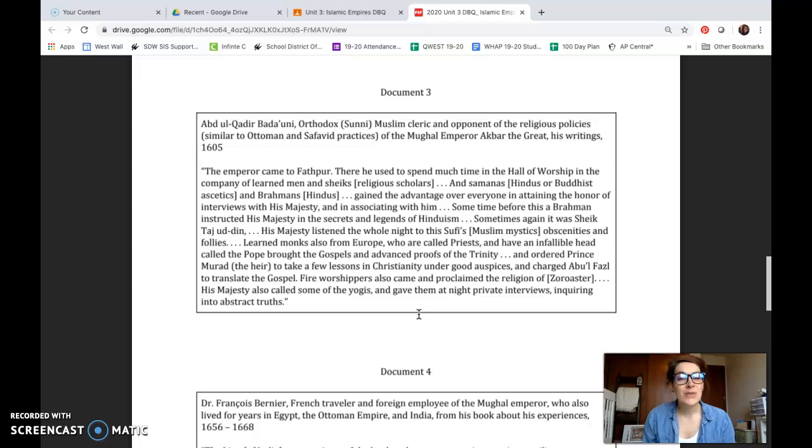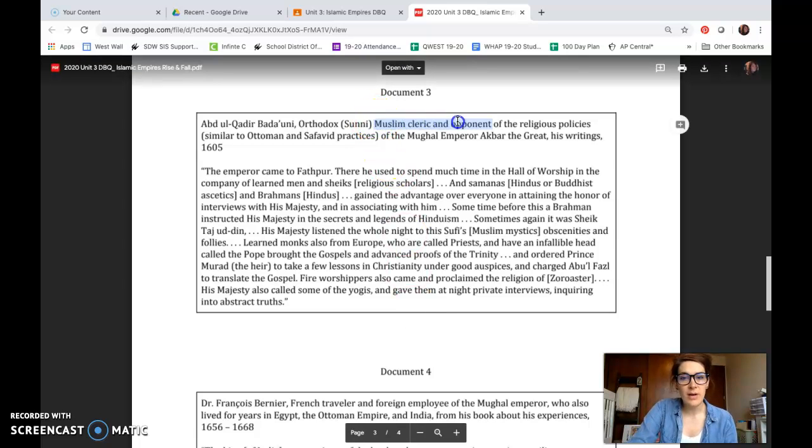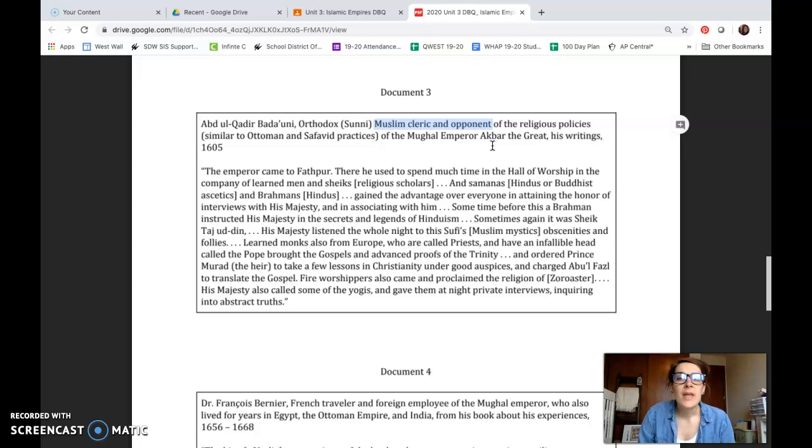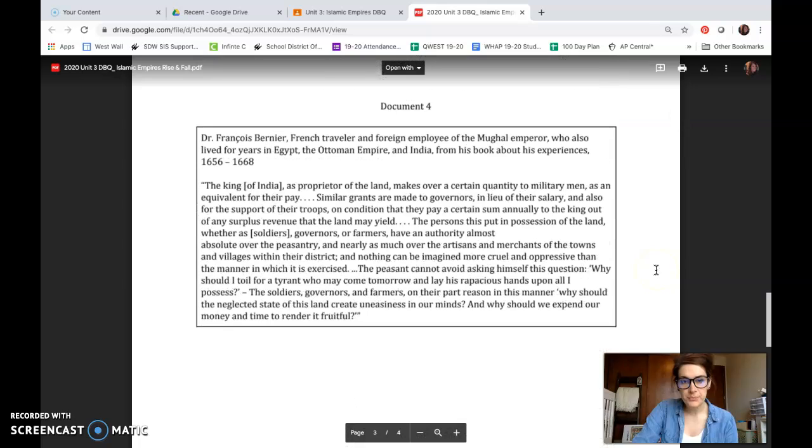You could then address the fact that this document is not necessarily giving him the best light, and you'd really want to go back up to the sourcing and talk about how this is a Muslim cleric and opponent of the religious practices of Akbar. So again, we'd associate maybe this person with the practices of Aurangzeb, who comes after Akbar, and with the idea that they wanted the Mughal Empire to be purely Muslim, specifically Sunni Muslim, and have those practices. And so of course an opponent of Akbar is not going to put him in the best light. That's what you could talk about with point of view for document number 3.